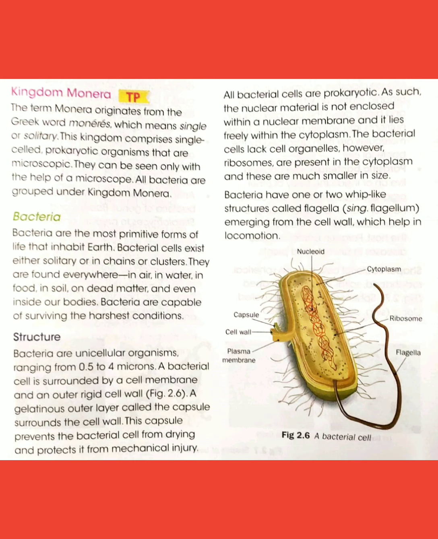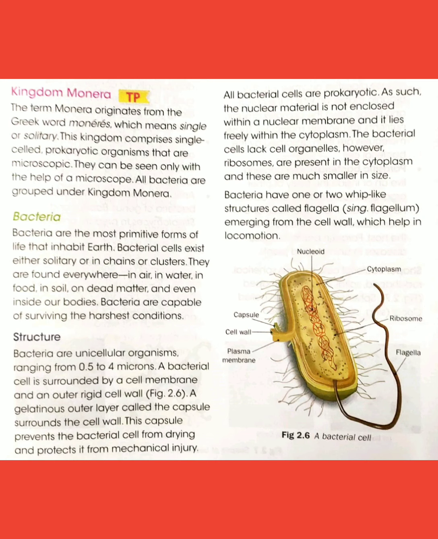They can exist either single or in chains or clusters. They are called prokaryotes because they do not have a well defined nucleus and have scattered nuclear material called nucleoid, and they are strictly unicellular. Their size is ranging from 0.5 to 4 microns.